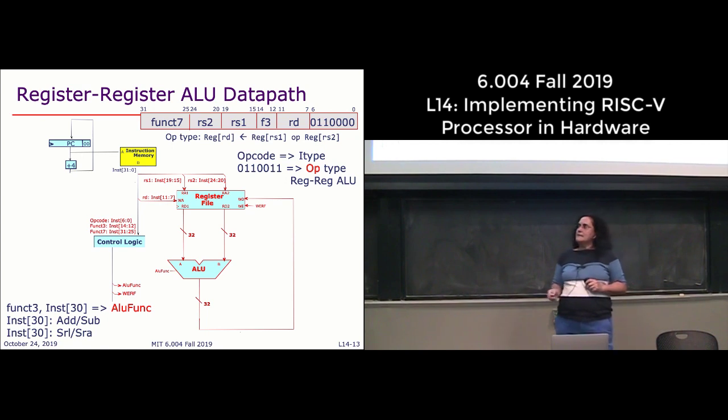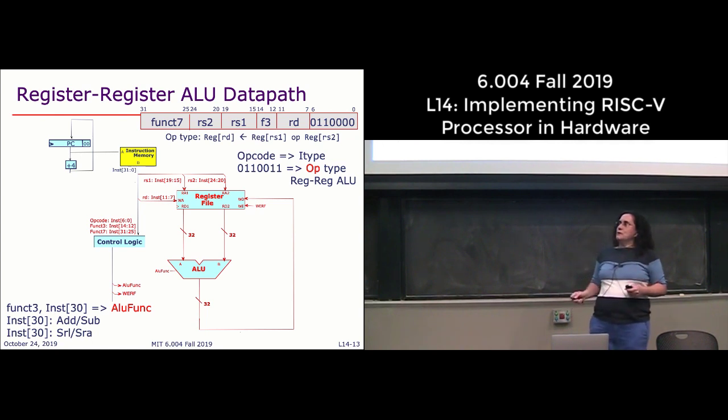All right, and so now I can go ahead and read my source operands from my register file, and we're going to bring in our ALU, which is the ALU that we built in Lab 4, and all we have to do is tell the ALU which function we want it to perform based on interpreting what these bits are telling us. Okay? Everybody comfortable with that?